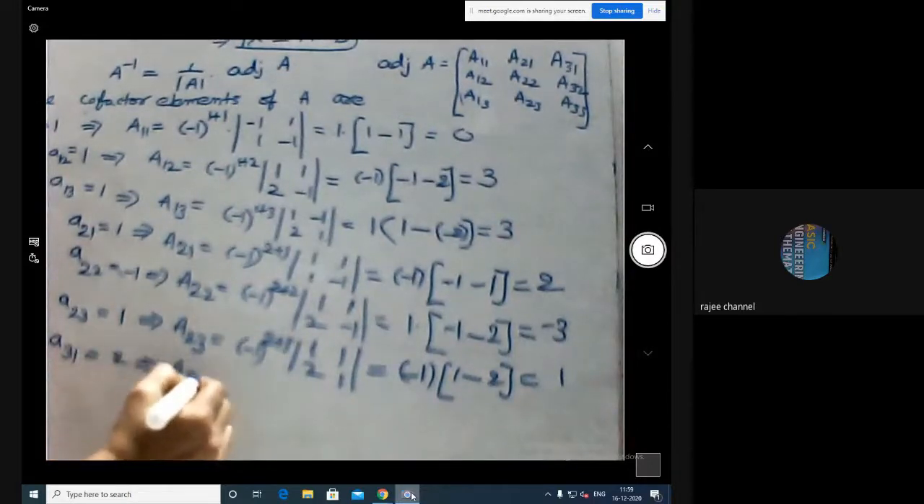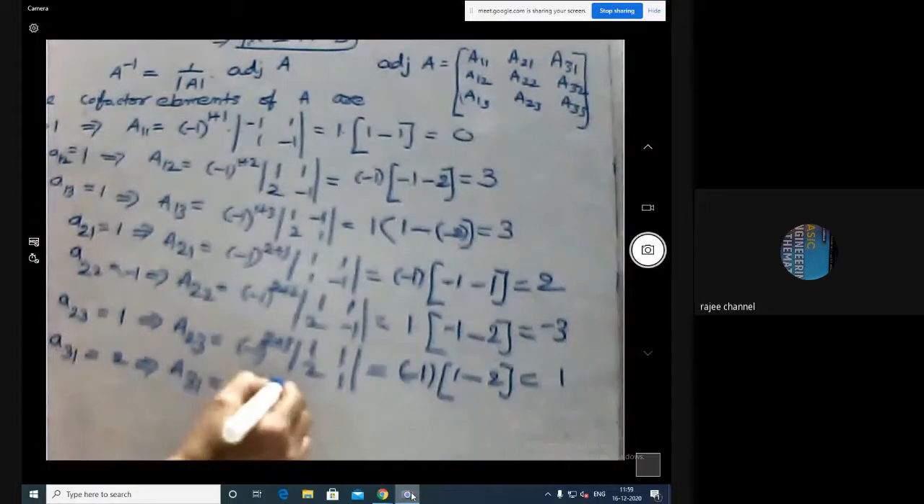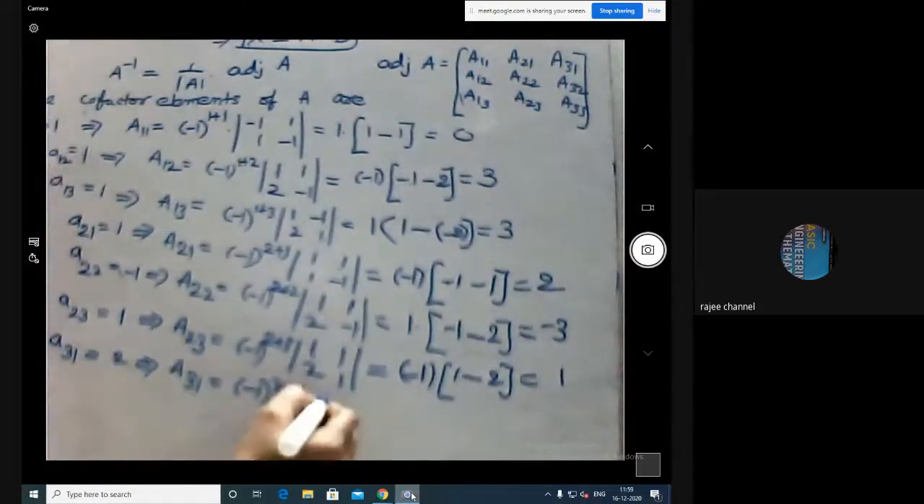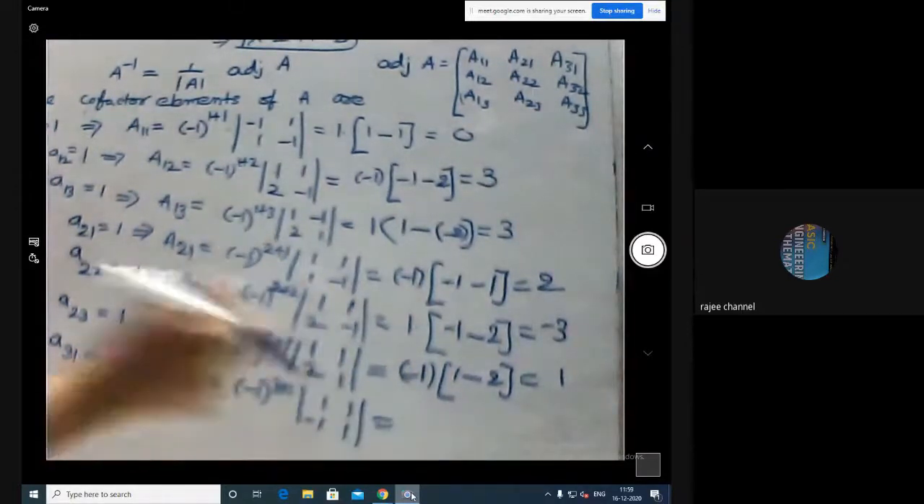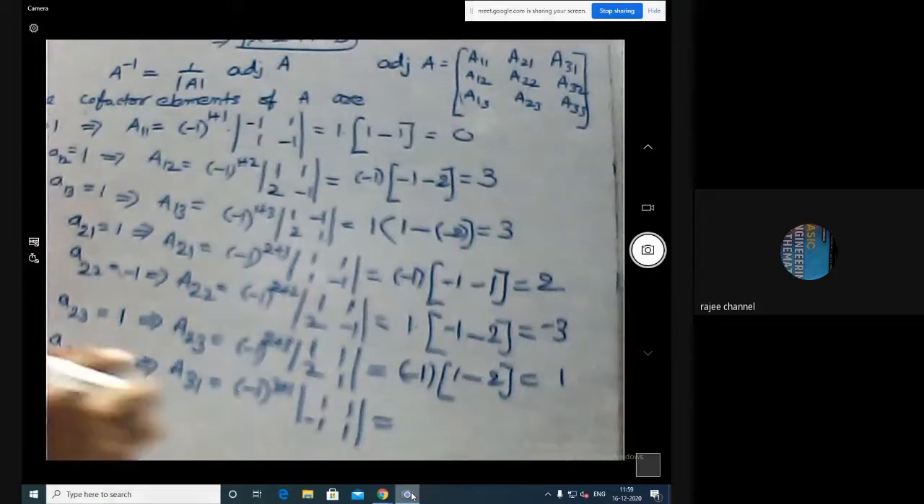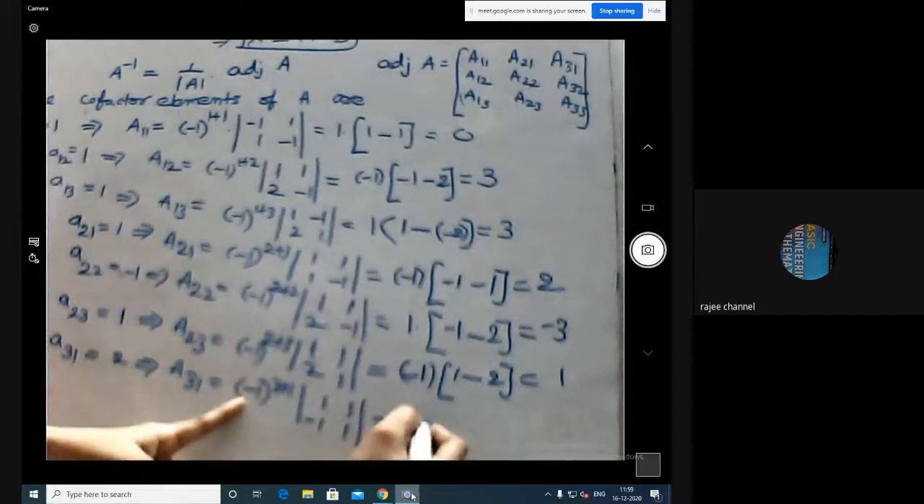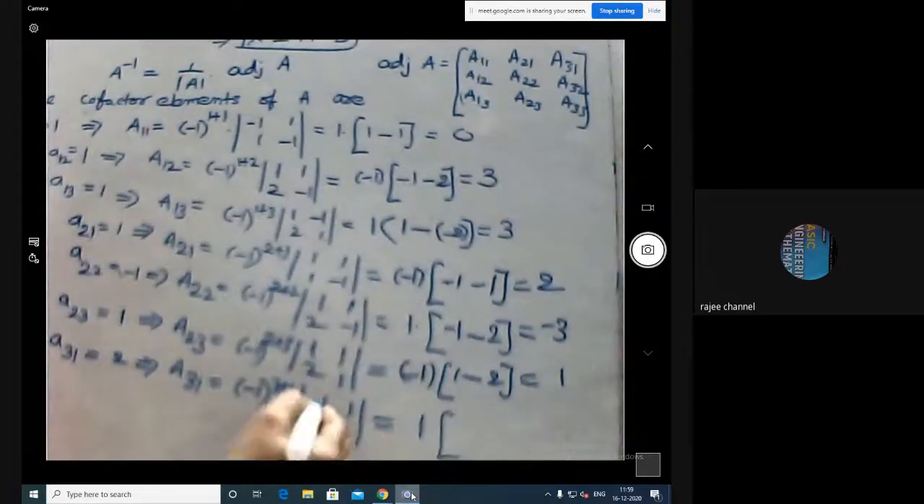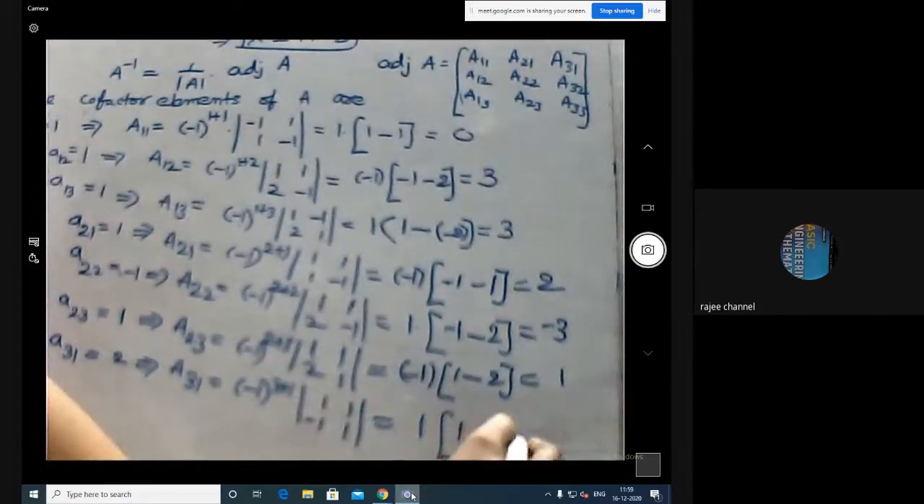Capital A31 is equal to minus 1 whole to the power of 3 plus 1. The determinant value is of 1 1 minus 1 1. So above you know how we take determinants. Next this value is minus 1 whole power 4, that is positive 1. 1 into 1 minus 1 into minus 1, that is 1 plus 1, which is 2. 2 into 1 is 2. That value is taken as 2.